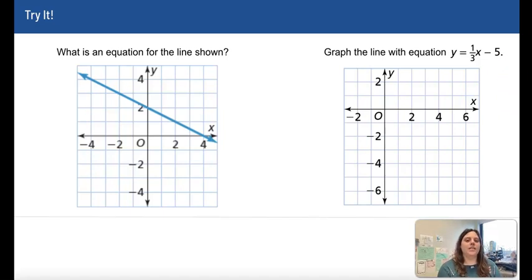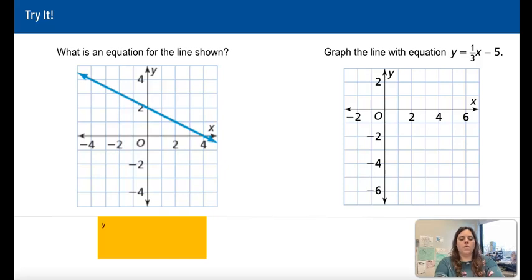The answers in these two problems. What is an equation for this line? Well, this line is going to be y equals, the slope here is down 1, right 2, so that's -1/2 x. And the y-intercept is at 2, so we'll have plus 2. So y equals -1/2 x plus 2.